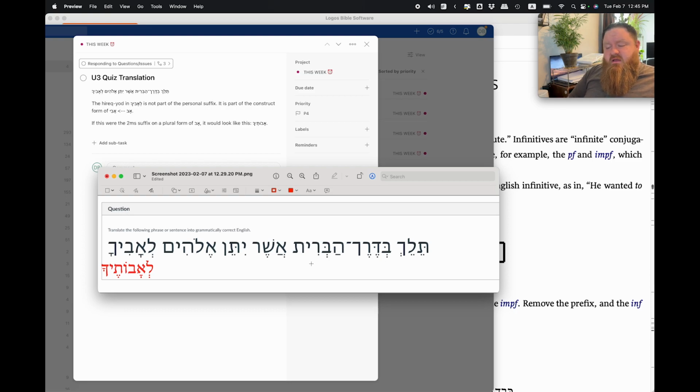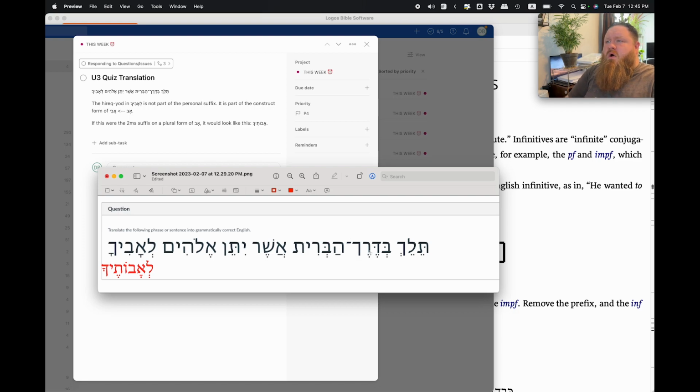And so I have to go to the end of the construct chain, which I have because the next word here, asher, is no longer a noun, so that breaks the construct chain. And I have to check the definiteness of the final word in the construct chain, which is haberit. Haberit does have an article, so it is definite, therefore derech is definite. So this would be in the way of.